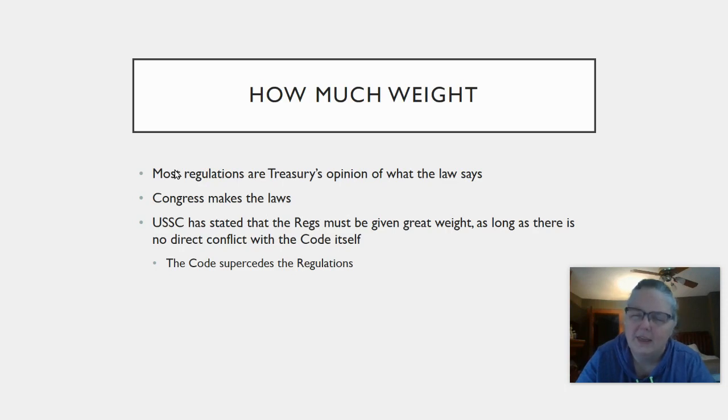Regulations that are made by these are given weight as long as there's no direct conflict with the code itself. If we have a conflict between the regulations and the code, then the code will win. And sometimes the IRS does get regulations wrong. They get their interpretation wrong. So you occasionally can have situations where you get to challenge a regulation in court, and that's kind of fun. But take them with a grain of salt.